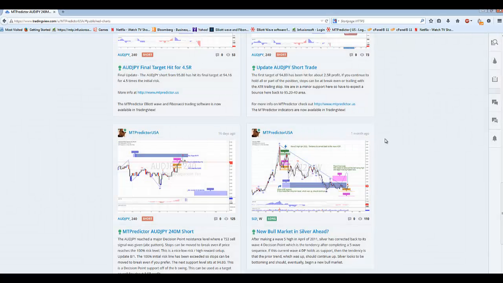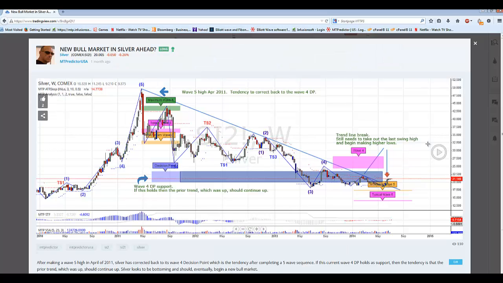All right, let's look at silver here. This is the silver futures, again analysis that I posted. So here's that 5-wave pattern up that tested that $50 level in silver, and then after 5 waves, again we anticipate a correction back to the wave 4 DP, just like we got in the S&P. This is what silver did. This is the weekly chart here.